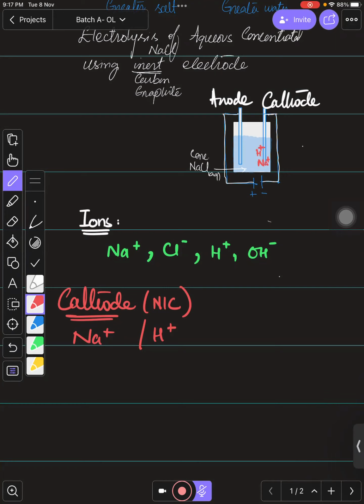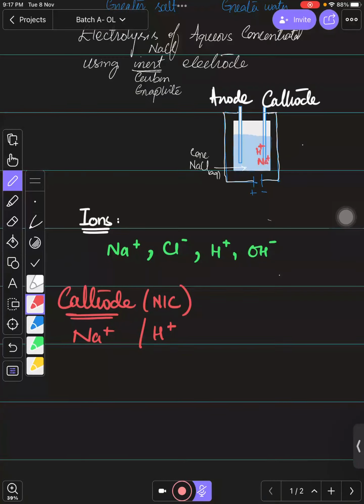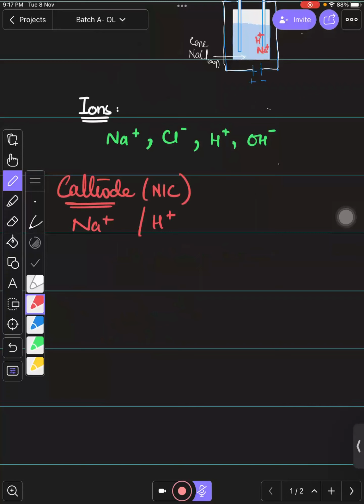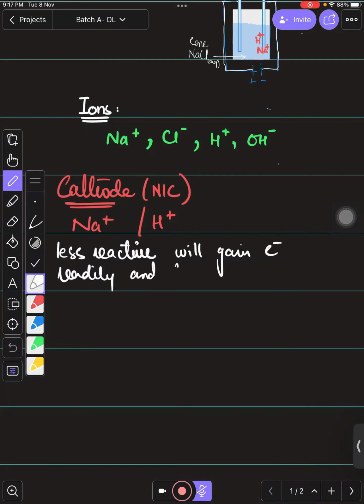But the problem is which one forms the product. इन दोनों में से product बनाएगा कौन? This is the problem. So बच्चों, for this you need to remember the reactivity series and you need to say that the less reactive will gain electrons readily and form product at cathode. This is only for cathode, right? We always see the reactivity series for cathode, right?